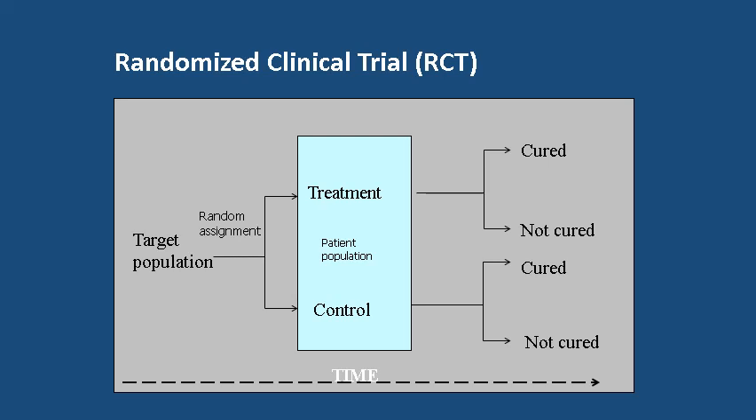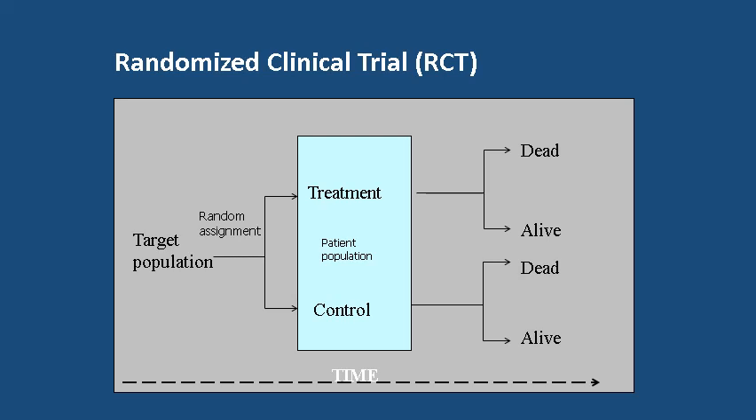Sometimes the control group may get a placebo treatment. Sometimes the control group may not get any treatment. Understood? Then we will follow them up till the event. What is the event here? It is a cure. Cure or not cured is the event. This is a framework for a randomized clinical trial.